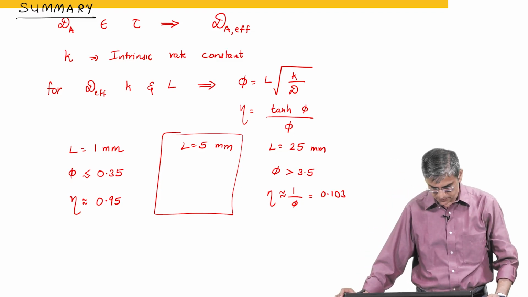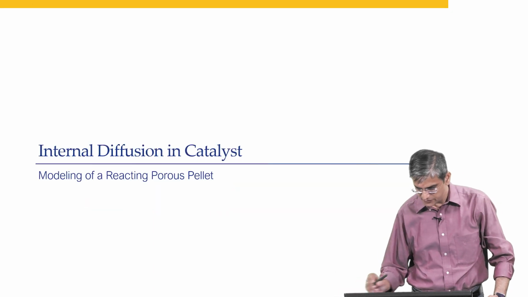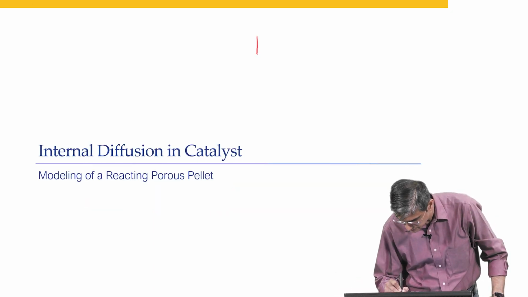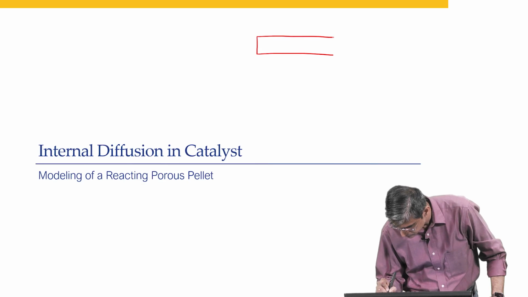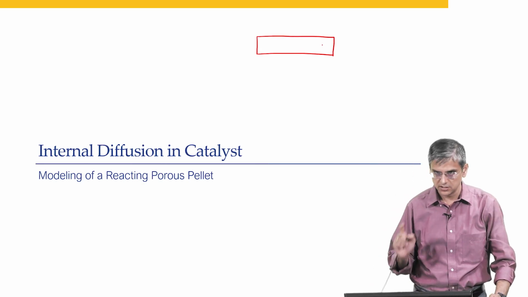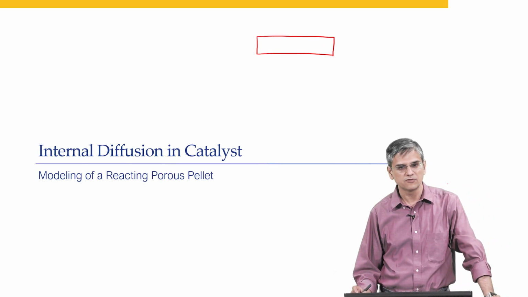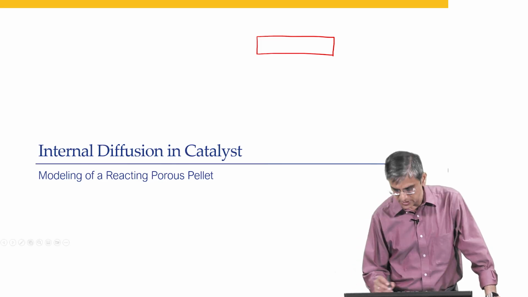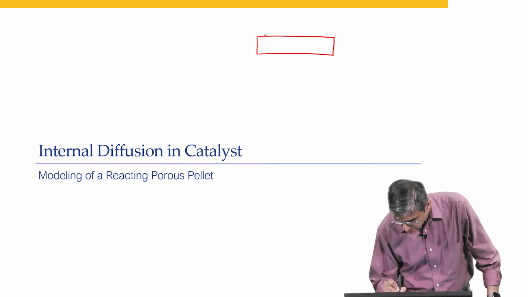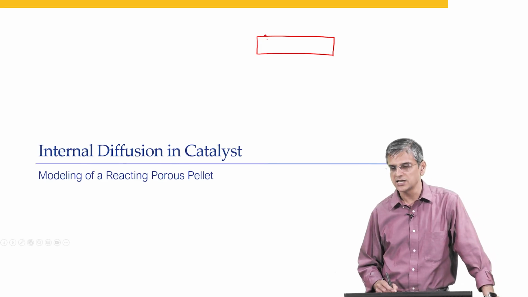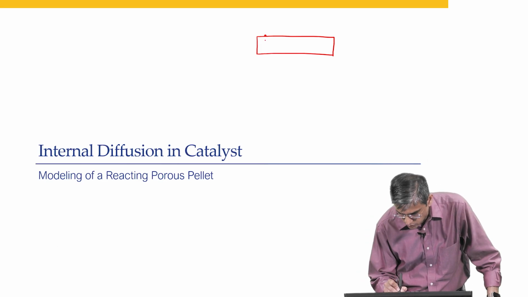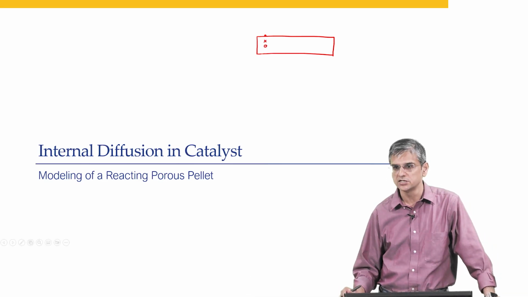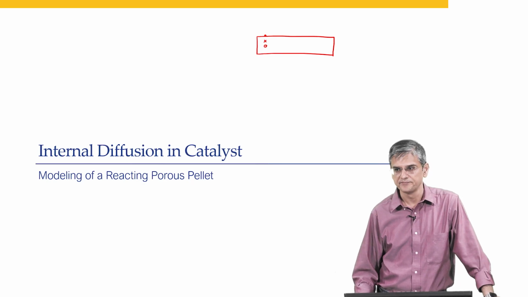What I mean by that is, if you have a 1 mm pellet, and in today's lecture I will come to what that 1 mm is going to be, the concentration that the catalyst sees over here, over here, and over here is approximately the same.